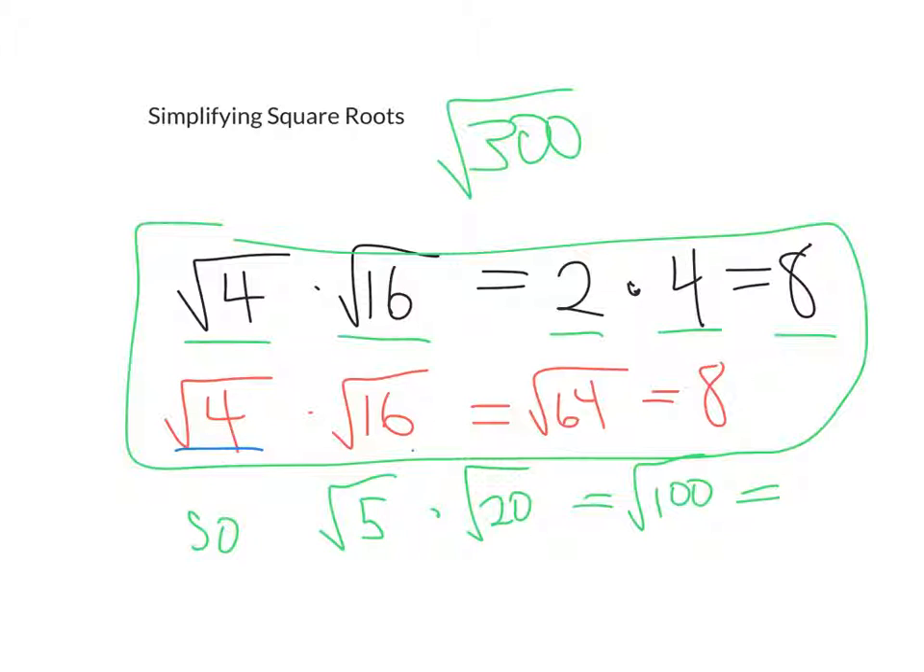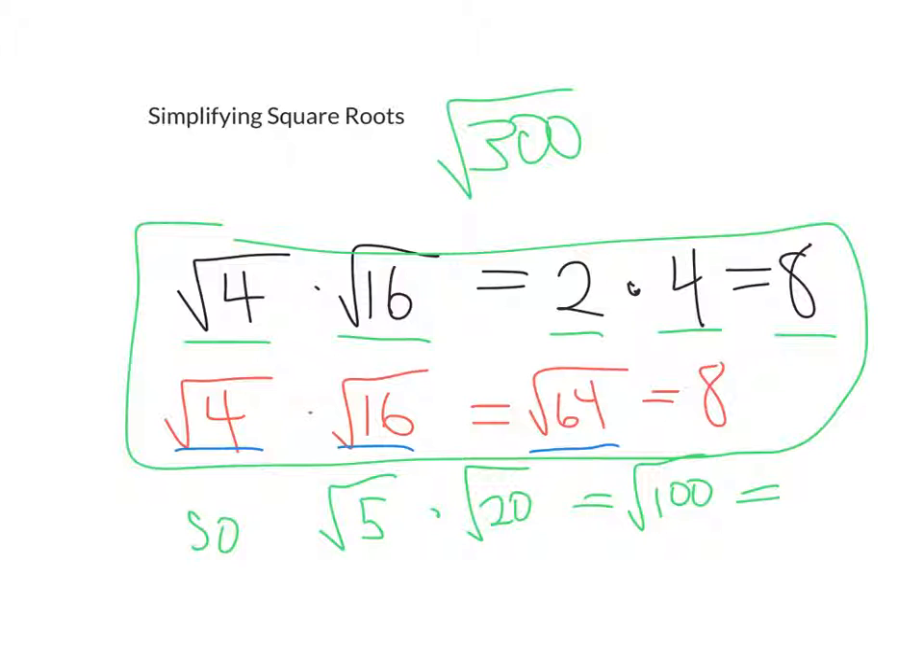Or alternatively, I can do this. Radical 4 times radical 16. When I multiply 4 times 16, I get 64. They both, after you multiply them, can stay underneath that radical symbol. And then you just take the square root of 64, which is 8.